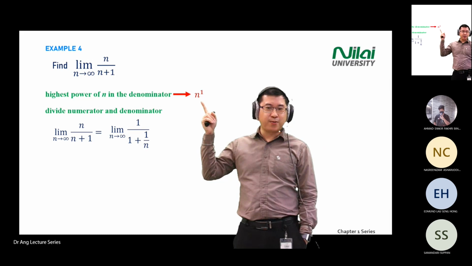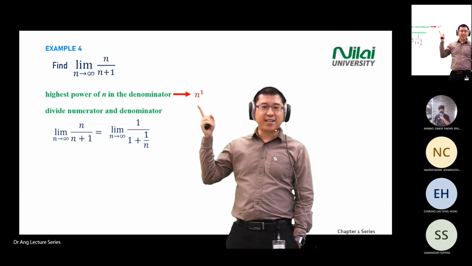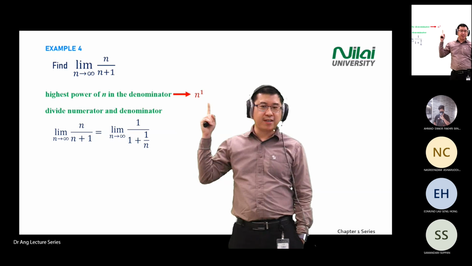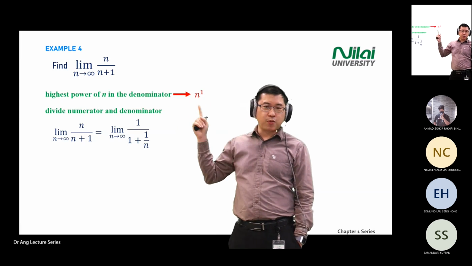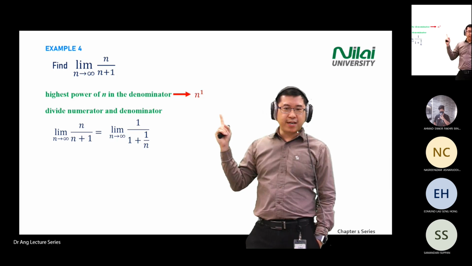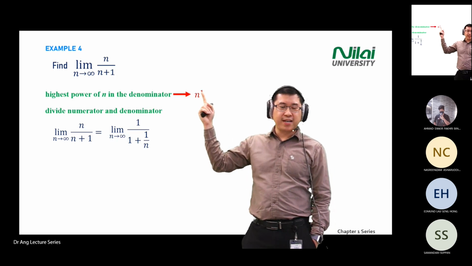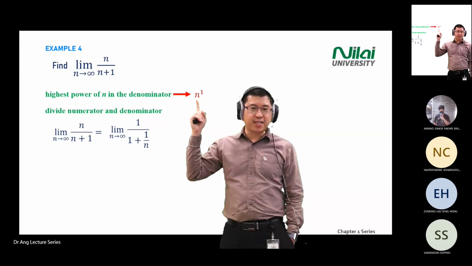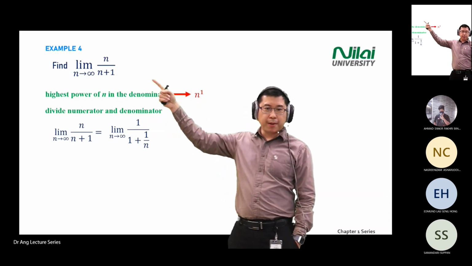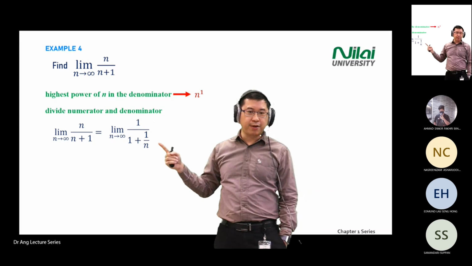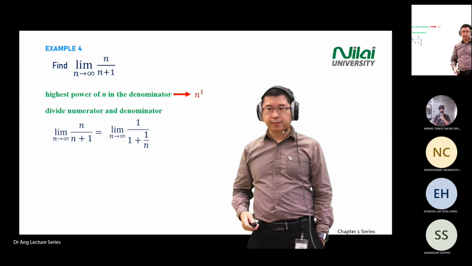You must find what is the highest n that you have. Look at the bottom and find what is the n power. In this case, our n power is 1. So the second step is that you take this one, n power 1 is n, not 1. N power 1 is n. So the whole set, the top and bottom, you divide by n. That's why you get 1 divided by 1 plus 1 over n.